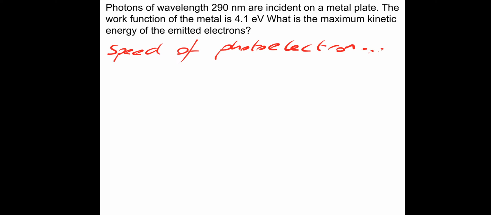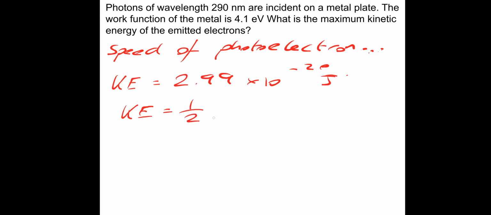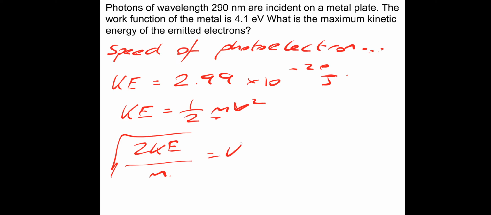So we've got the kinetic energy of the photoelectron, which we just calculated, to be 2.99 times 10 to the minus 20 joules. And what we can do with that is use the kinetic energy equation. So the kinetic energy equation is a half mv squared. So to get speed v, we need to multiply by 2 and then divide by m, and then square root. So 2 times the kinetic energy, divide through by m, and then square root to get the speed.